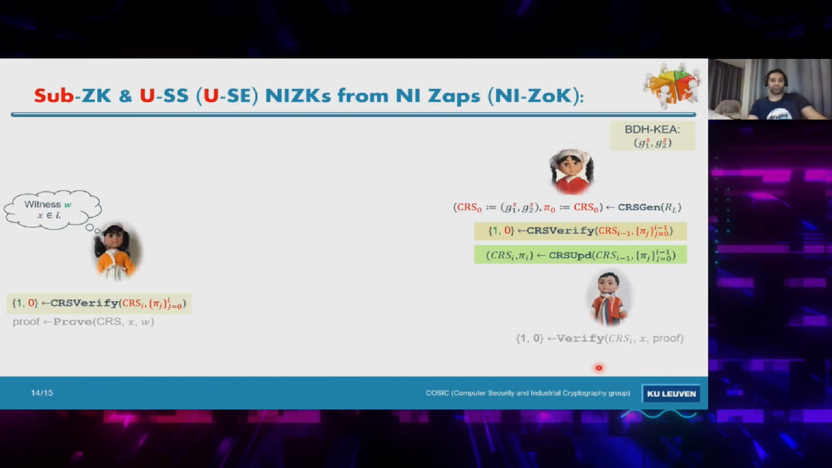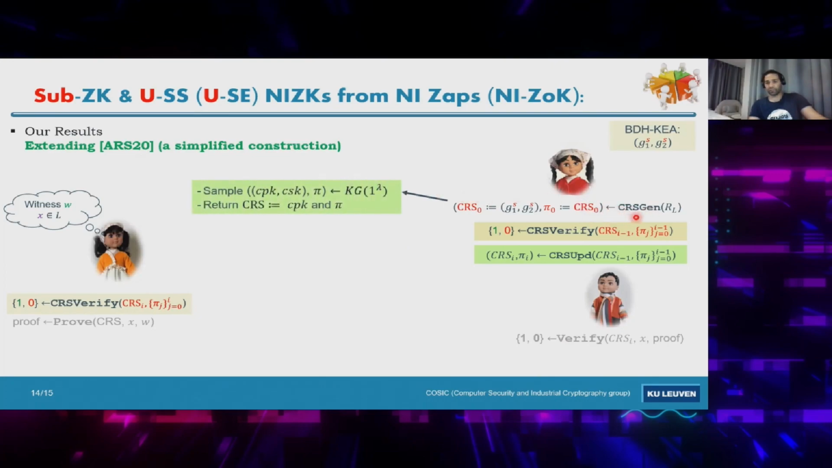So if you look at the description of these algorithms, our result in this section can be considered as an extension of the construction proposed in this ARS-20 paper. But as I mentioned, we need a weaker security notion from the input non-interactive ZAP argument. If you look at the CRS generation of our resulting NISQ, it's almost the same as the key generation of the key updatable signature scheme.